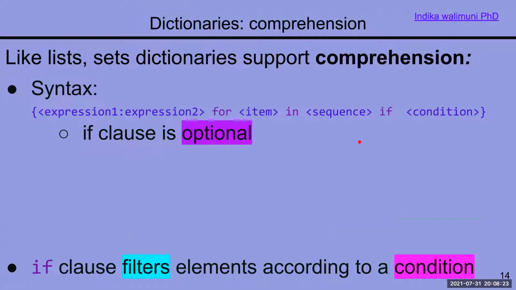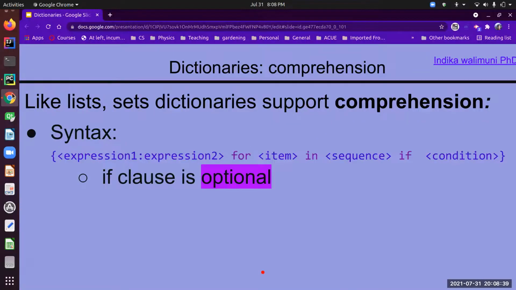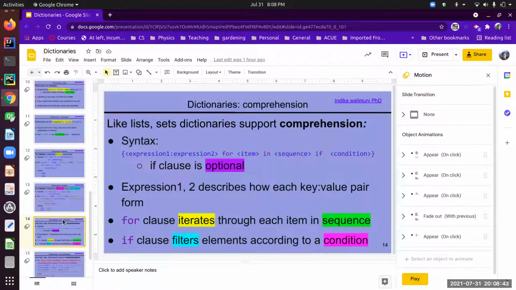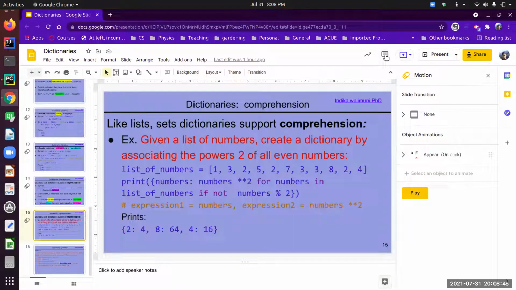And the if clause basically filters elements according to a condition. So I should have, say, items. Okay, well, elements from a sequence. Yeah, it's correct. All right, so let's check on that. I think this is the slide where we're going to do a comprehension. So let's read the question.